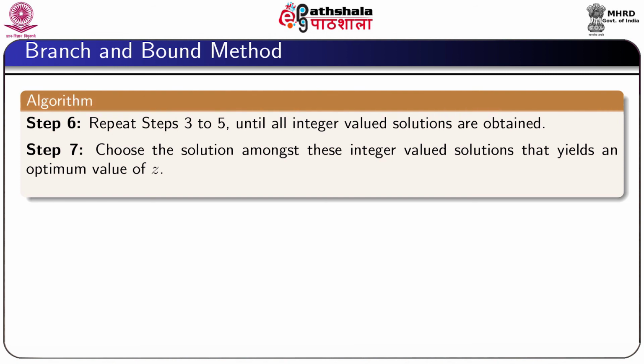I would like to mention one thing here, that if the number of variables is large or if the LP solution to the problem is not optimal, then branch and bound method is not suitable, because the number of iterations required to solve such a problem may be too large. We have so far discussed Gomory's cutting plane method for mixed integer programming problem.